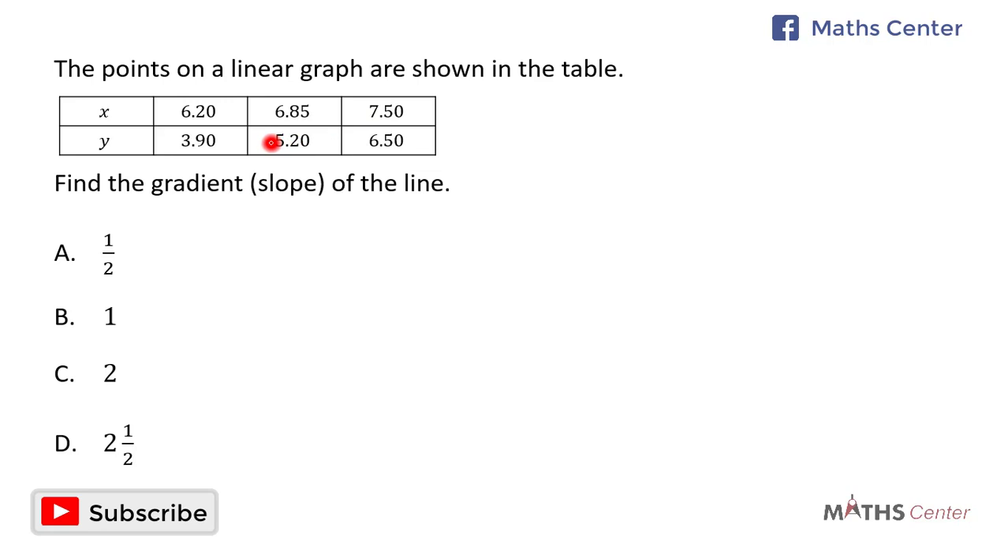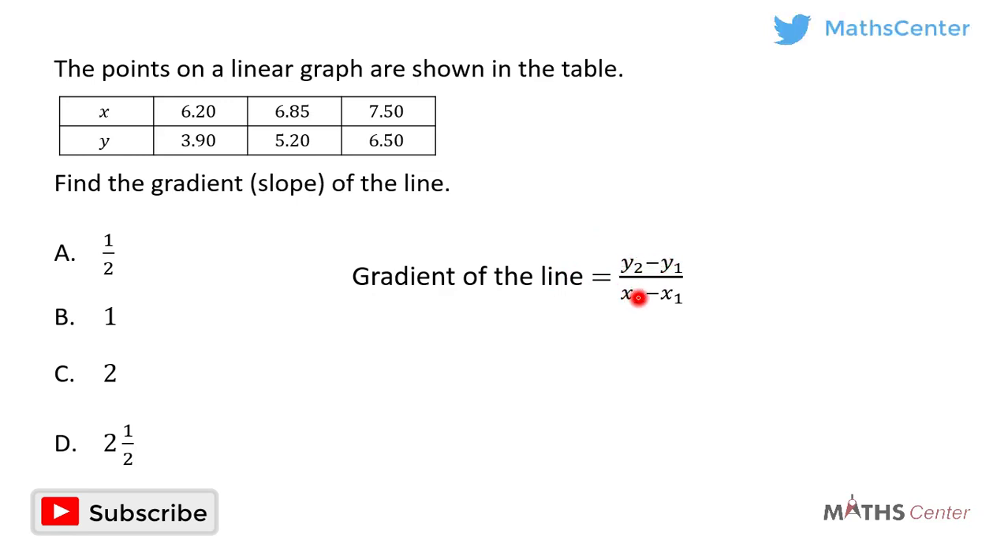The question wants us to use the information in this table to calculate the gradient or the slope of the line. The gradient or slope of the line is given by the formula y2 minus y1 divided by x2 minus x1. So to get the gradient or the slope, we will need 2 points that fall on the line. So here we can pick any 2 points. We can either pick the first one and the second one, or the second one and the third one, or the first one and the third one. Any of them will work.